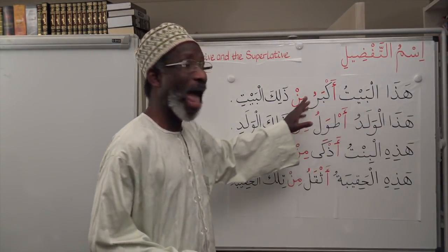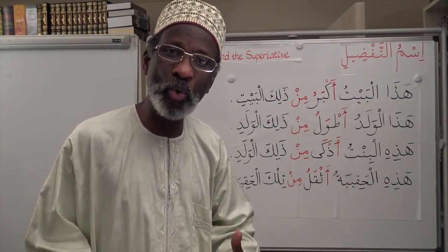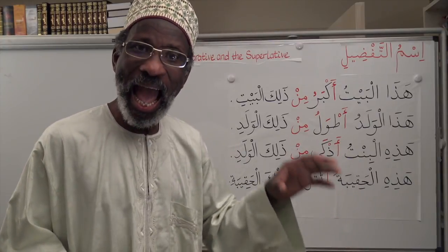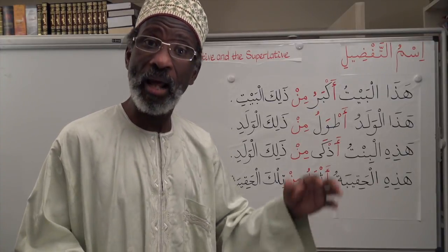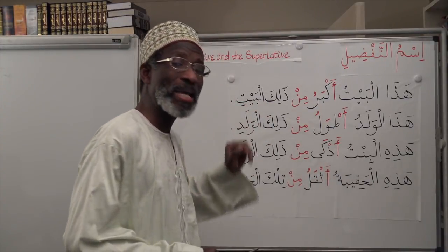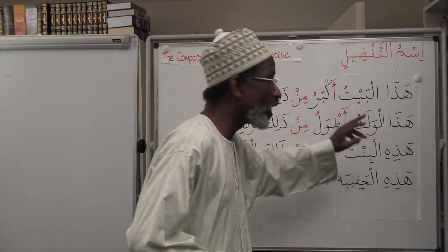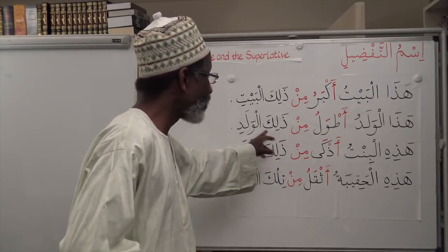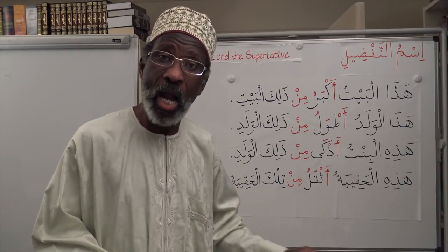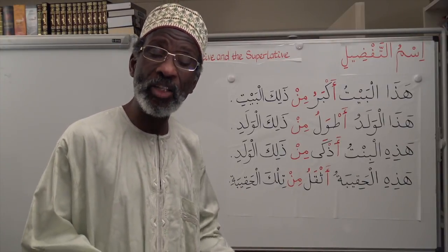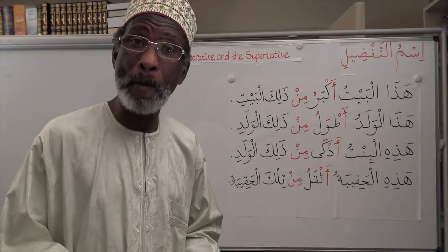هذا البيت أكبر من ذلك البيت. هذا البيت, this house, أكبر من is larger or bigger than ذلك البيت, that house. Next one. هذا الولد أطول من ذلك الولد. هذا الولد, this boy, أطول من is taller than ذلك الولد, that boy.